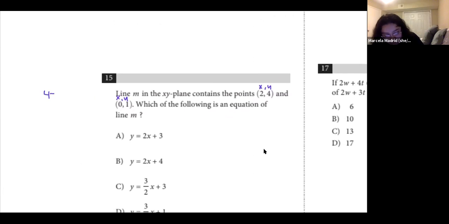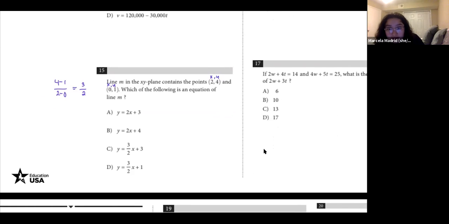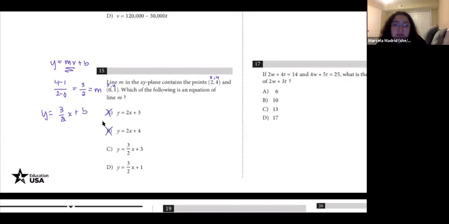So for the slope, I would just do 4 minus 1 and then 2 minus 0, which is going to be 3 over 2. So you automatically know that's going to be your slope. That eliminates 2 answer choices. I'm using the equation y equals mx plus b, which I feel like is, at least in the United States, the most common equation we use. So I know it's going to be y equals 3 over 2 times x. So I automatically know it's not going to be A and it's not going to be B, just based on solving for the slope. So you have to keep that in mind when you're solving for it. So it's not going to be B, as you said.